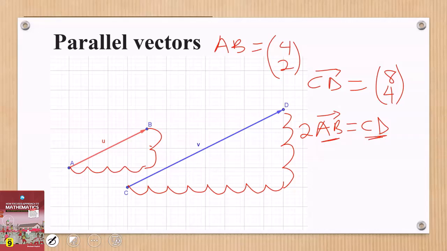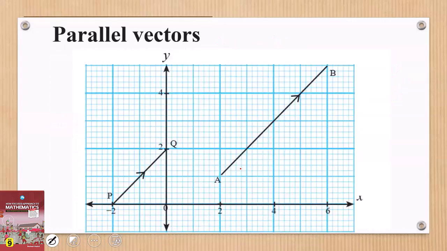Anytime you can multiply a vector by a particular number to get the other vector, then we say the two vectors are parallel. So diagrammatically, we can see they are parallel because they move in the same direction. But algebraically, we can only see their parallelism if we multiply one with a scalar to get the other. Good. Now let's take another example under this.